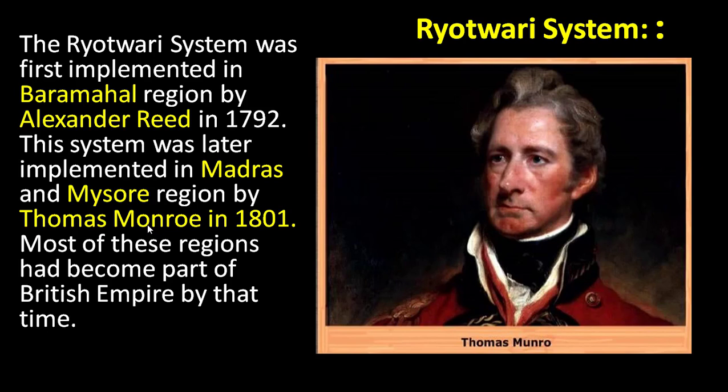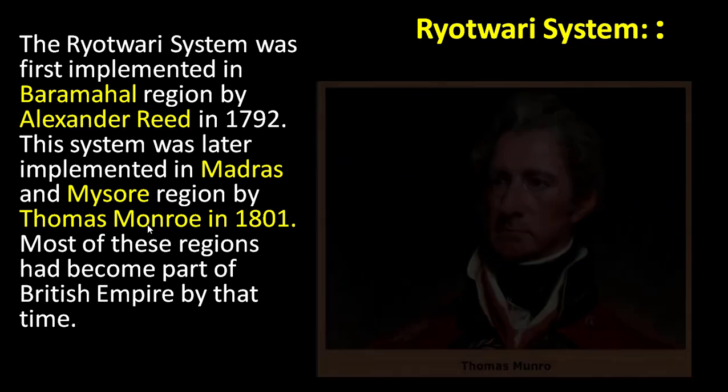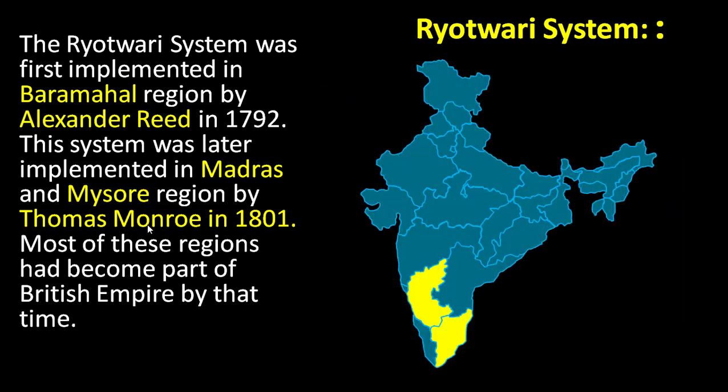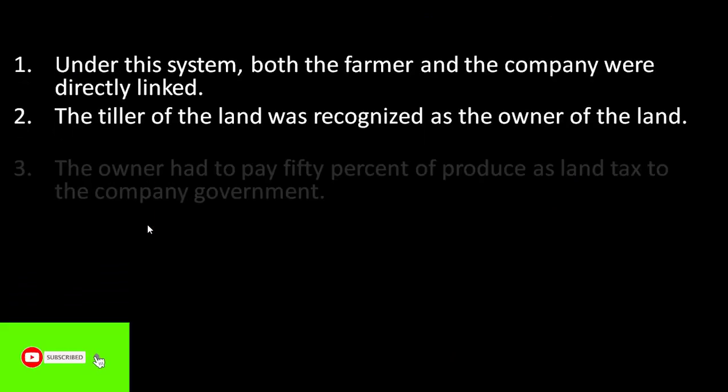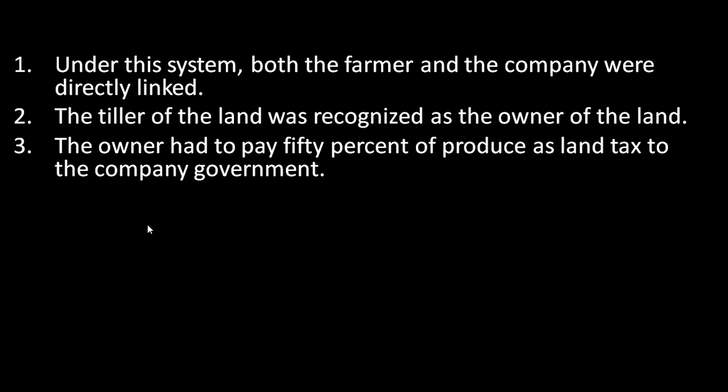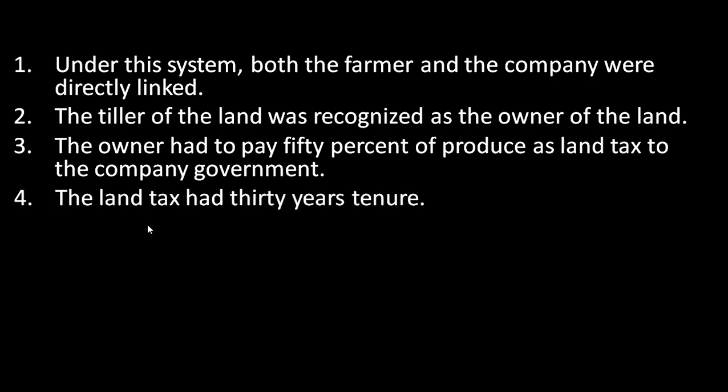Most of these regions had become part of the British Empire by that time. Under the Rayatwari system, the farmer and the company were directly linked.